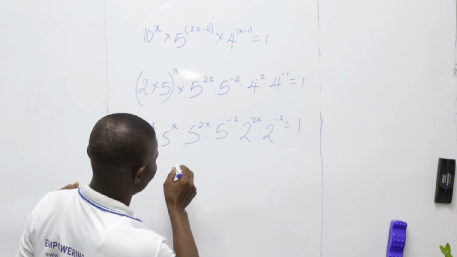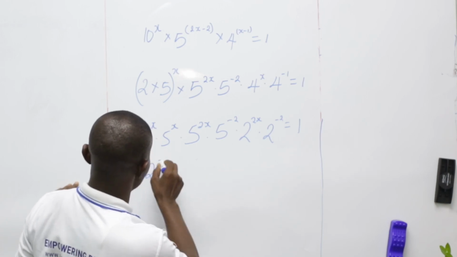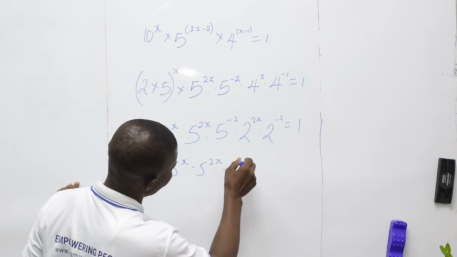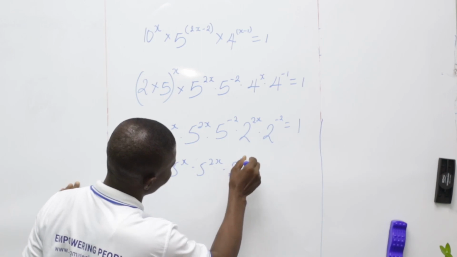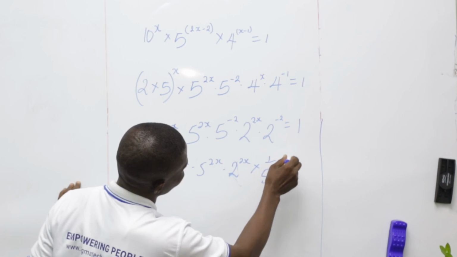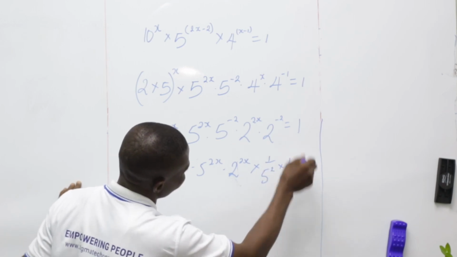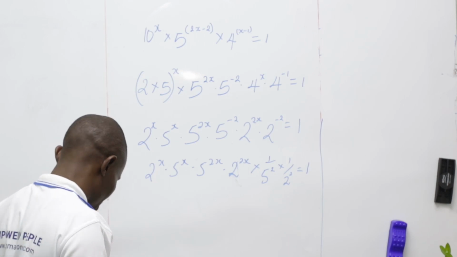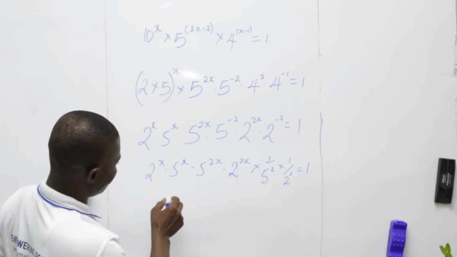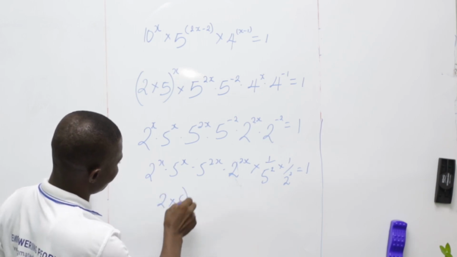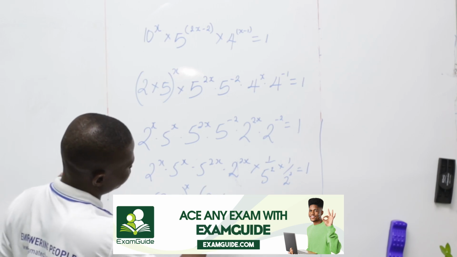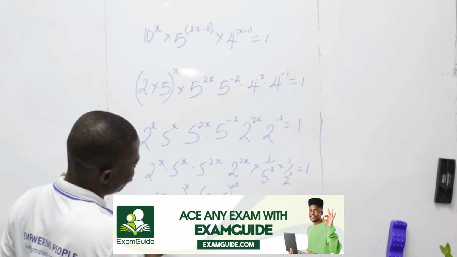We'll have 2 to the power x, 5 to the power x, 5 to the power 2x, 2 to the power 2x, all times 1 over 5 squared times 1 over 2 squared equals 1. Then what do you have next? Let us try to factor them out. 2 times 5 all to the power x, 2 times 5 all to the power 2x, all over who?